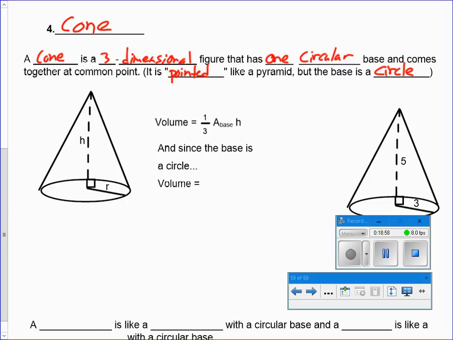Again, we look at the volume formula, it's the exact same right now as it is for the pyramid, but since the base is a circle, we already know that the area for the base formula is going to be pi r squared. So we can add all these pieces into the formula. 1/3 pi r squared times height would be our volume formula.